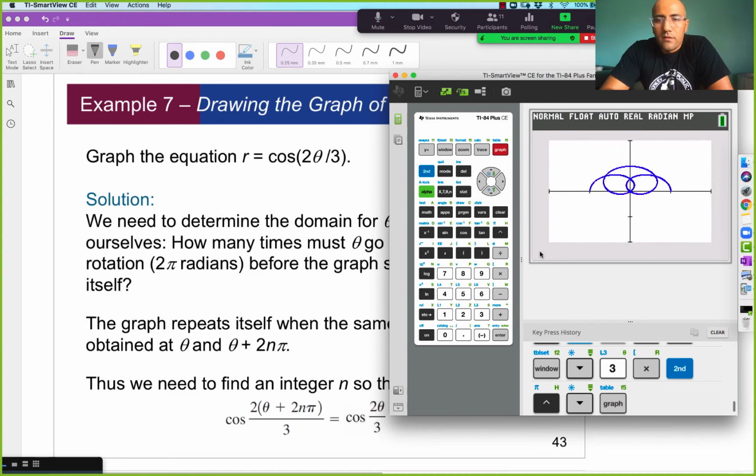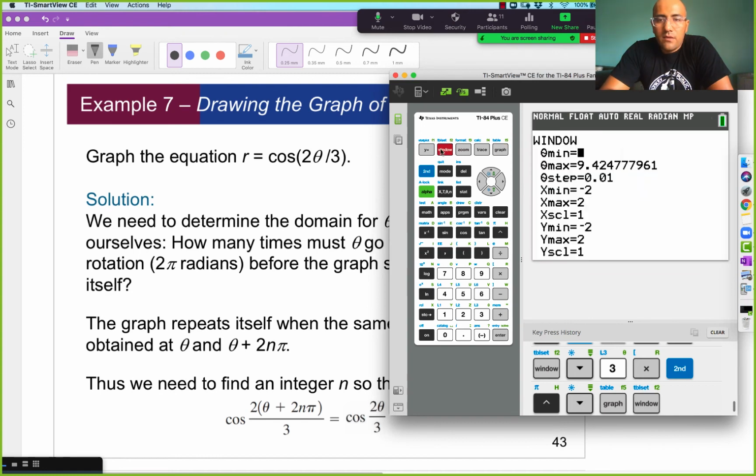Okay, that looks better. Maybe from 0 to 4 pi? 4 times pi? Graph?